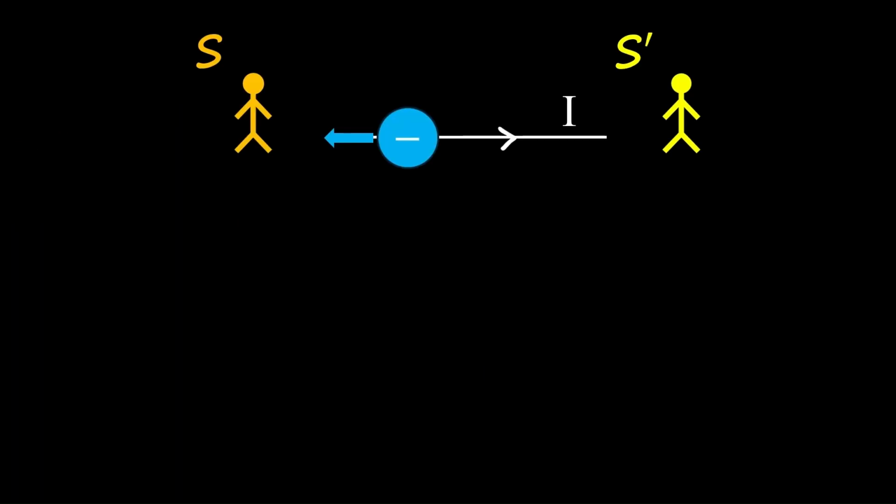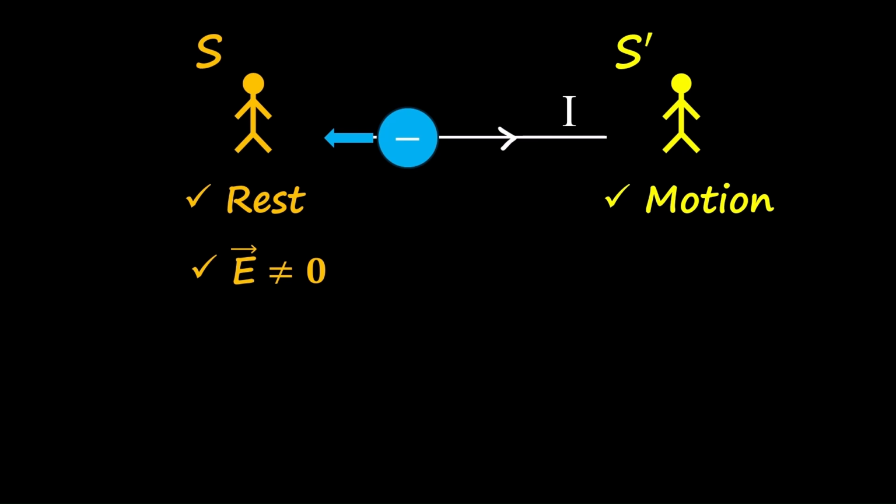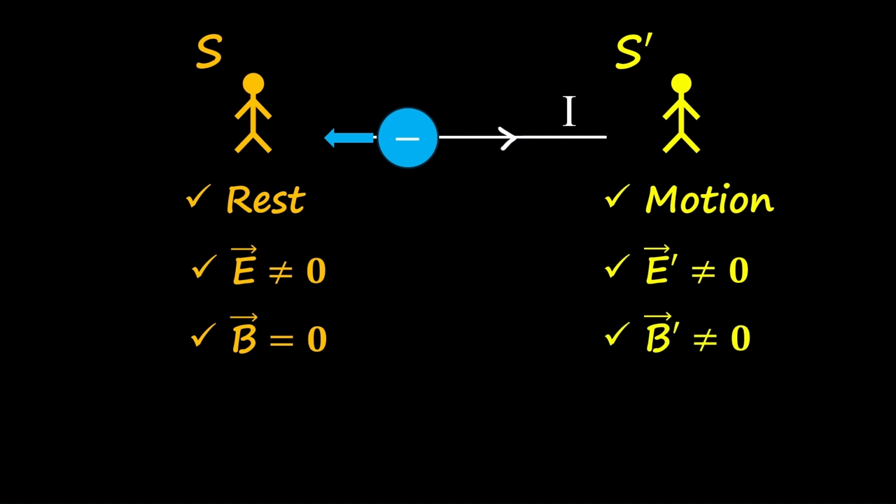Now, let us compare the observations made by S and S prime. S frame of reference says that the charged particle is at rest, but S prime says it's in motion. S says that the electric field is non-zero. S prime says, no, the electric field is non-zero, but a different one. Again, S says the magnetic field is zero, but S prime says, no, the magnetic field is non-zero. So, both the conclusions are different.